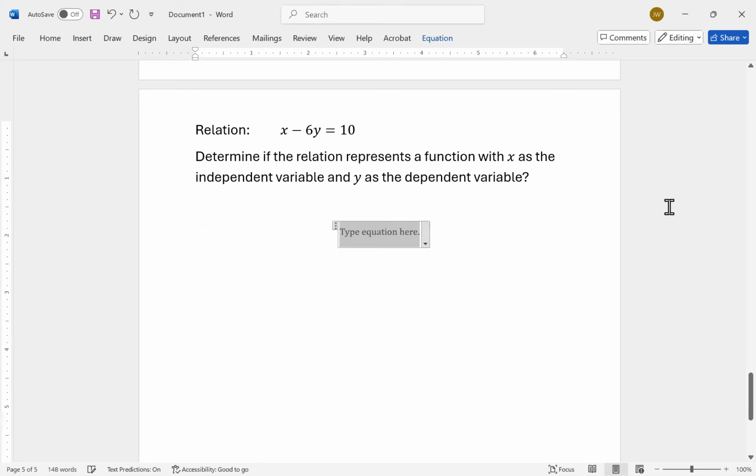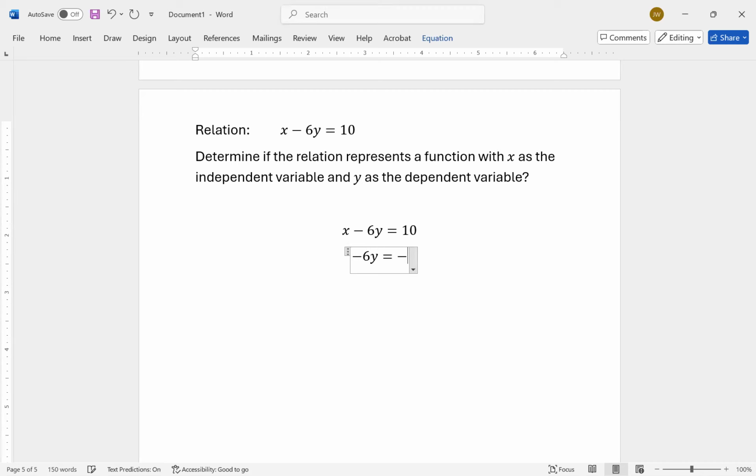So what I would do algebraically is try to solve this equation for y. So I want to get the y by itself on one side of the equation, and on the other side of the equation, I just have a single expression with respect to x. In this case, the first thing I would do is subtract x from both sides.